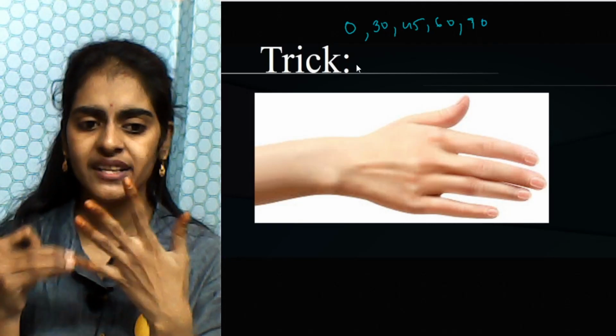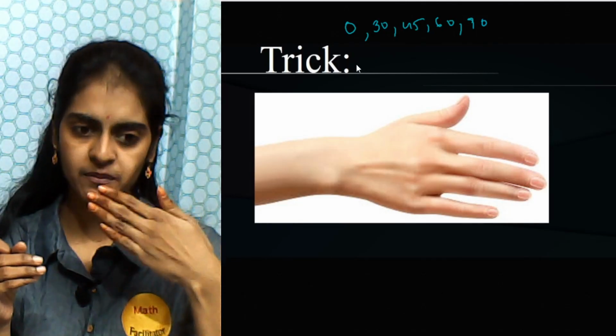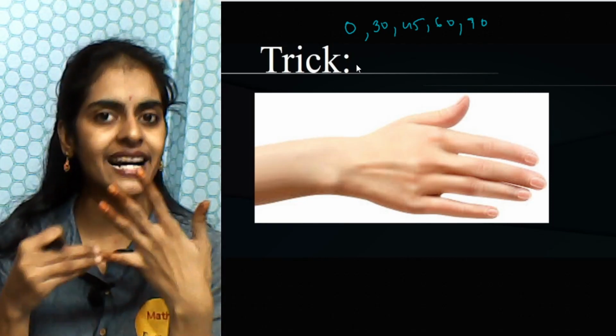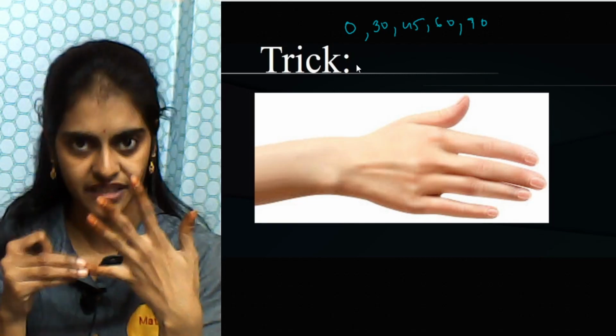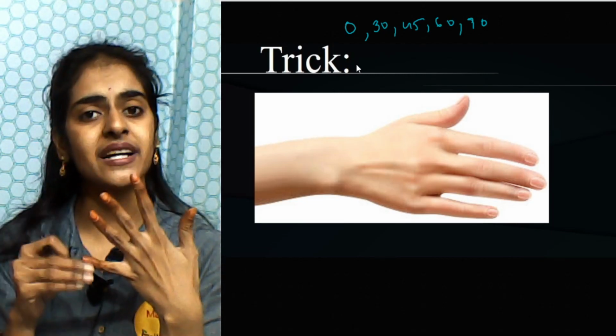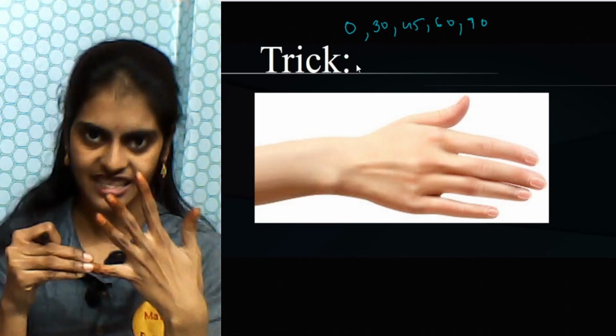Smallest finger is nothing but this one. This is called our little finger, isn't it? So take your left hand palm. This little finger you will assign 0 degrees to. So understand, this is the little finger. I am assigning the smallest value, which is 0, to this little finger.